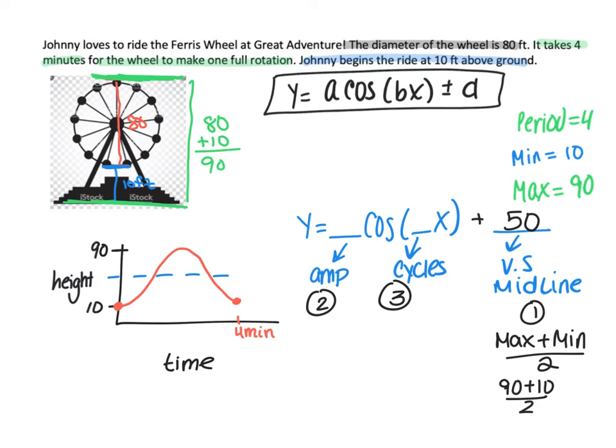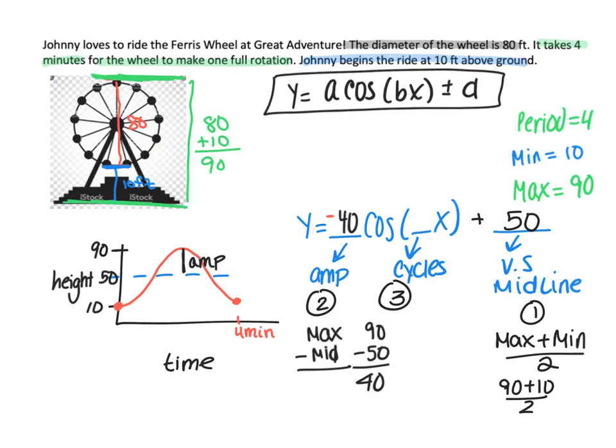So if this height here is 50, then how much more would I need to get to 90 to find my amplitude, right? From here to here is my amplitude. So to find the amplitude, you can just do the maximum minus the midline. And the maximum is 90, the midline is 50. If you subtract them, you get 40. And remember that this is going to be a negative cosine graph, so you need the negative 40 in front.